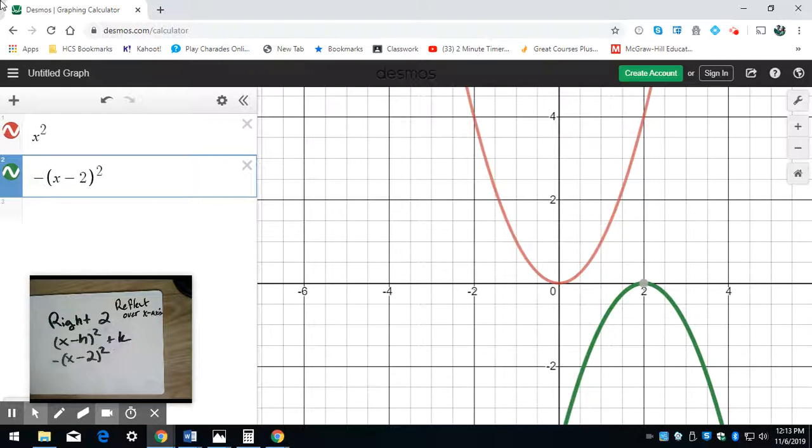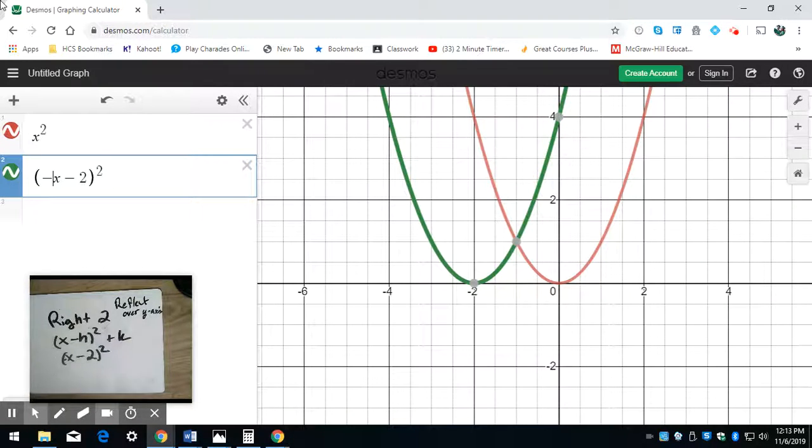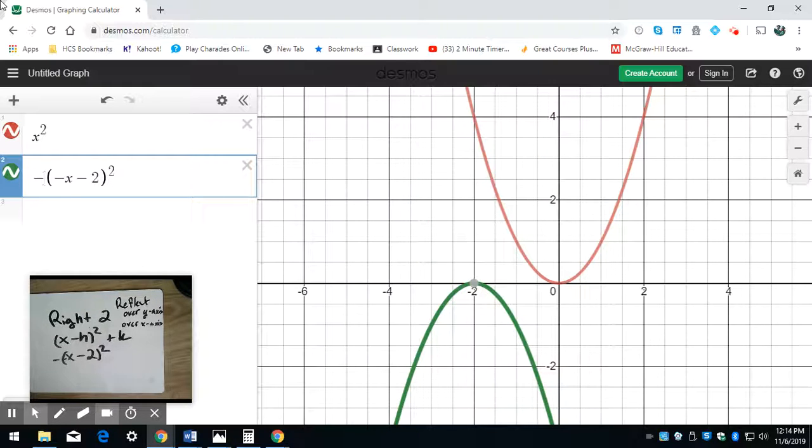Now, what if I wanted, instead of reflecting over the x-axis, to reflect over the y-axis? Simple. I would put a negative in front of the x term, like this. So now I have reflected over the y-axis. What if I want to reflect over the y-axis and over the x-axis? Well, I put a negative in front and a negative over there, and it will look something like this.